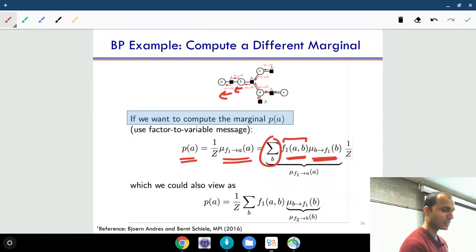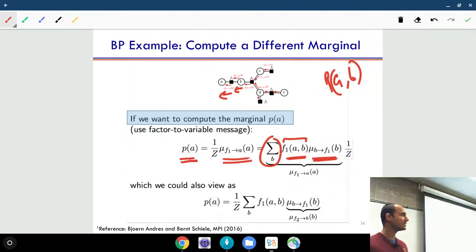So we saw P of A comma B before. Is P of A just the next extension? Is that clear?